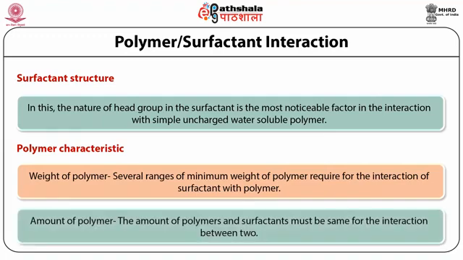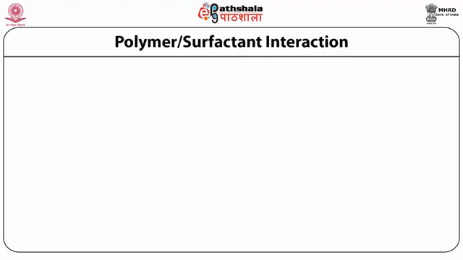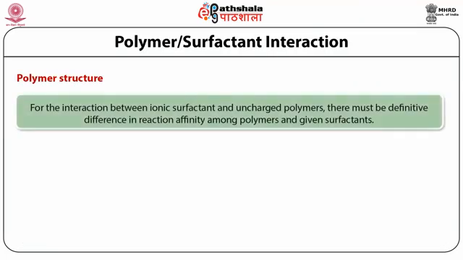Amount of polymer. The amount of polymer in the surfactant must be the same for the interaction between the two. One of the next factors is the polymer structure. For the interaction between ionic surfactant and uncharged polymer, there must be a definitive difference in reaction affinity among polymers and given surfactants.